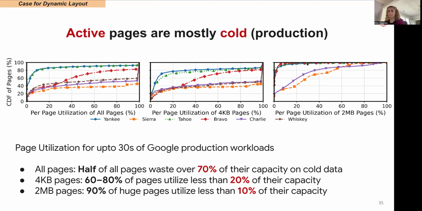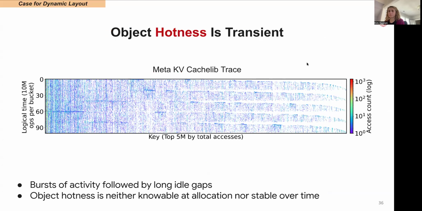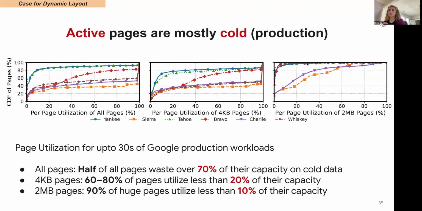Okay, so clearly this problem of active pages being mostly cold seems to be pervasive everywhere. So can we perhaps allocate these objects before the application itself starts so that this hotness fragmentation is not so widespread?